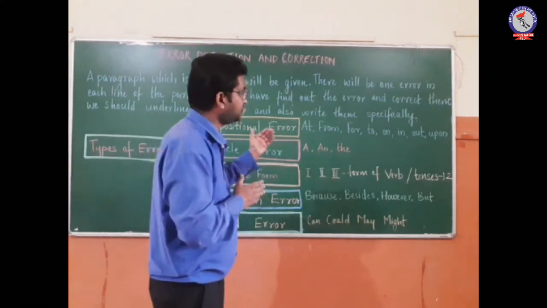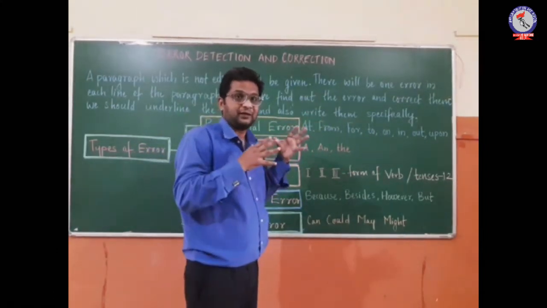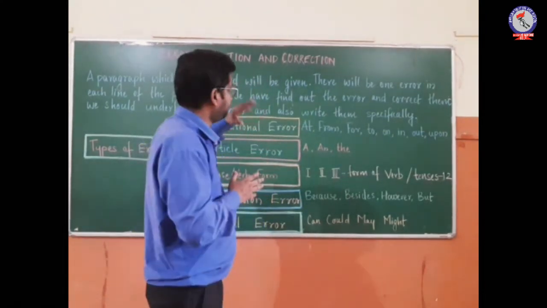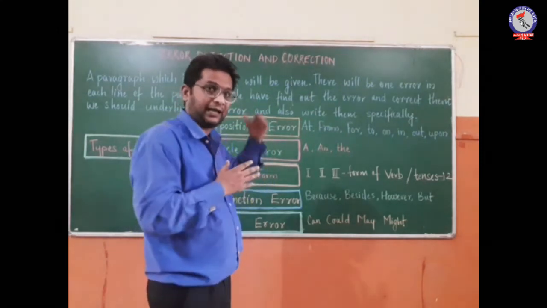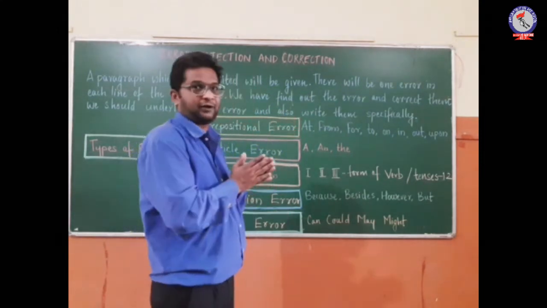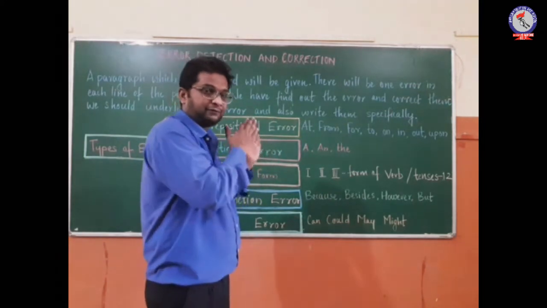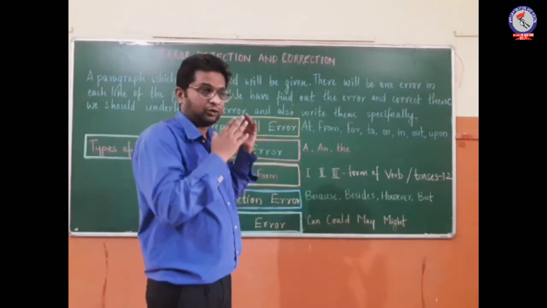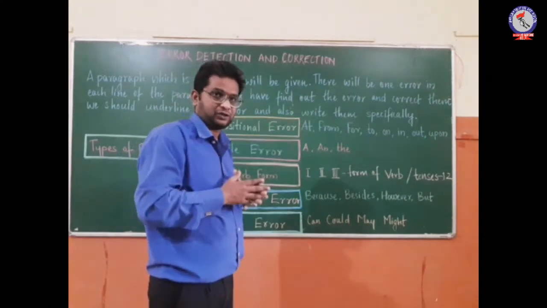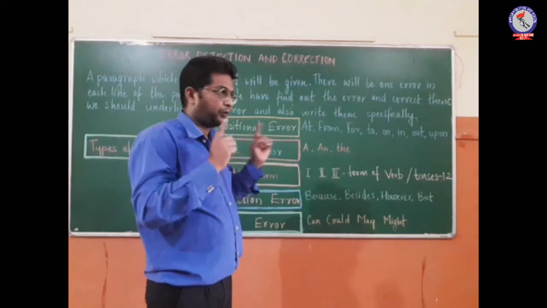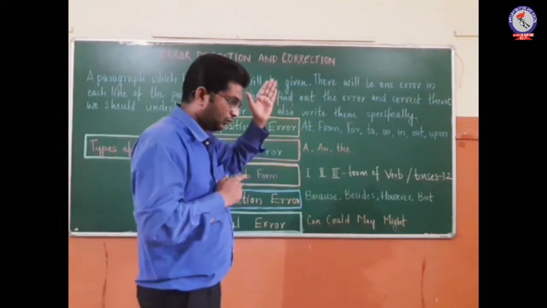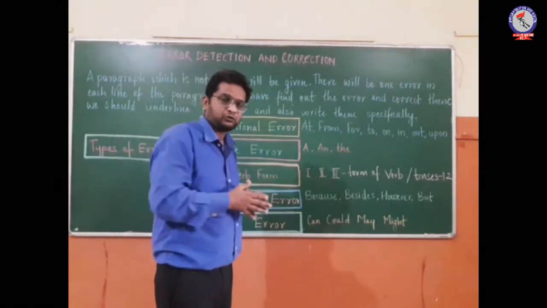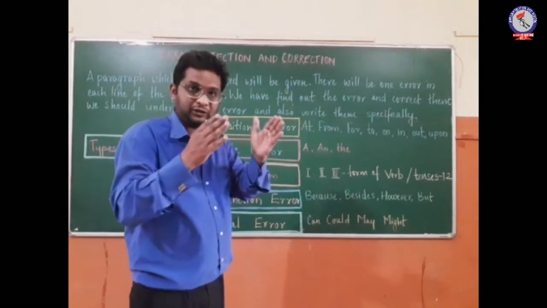Then we have to correct that error. So firstly, we have to find out or detect the error in each line of the paragraph. Then we have to correct that error and write them in the given space. Now see here, the important point is that the space is given for the incorrect word and the correct word.